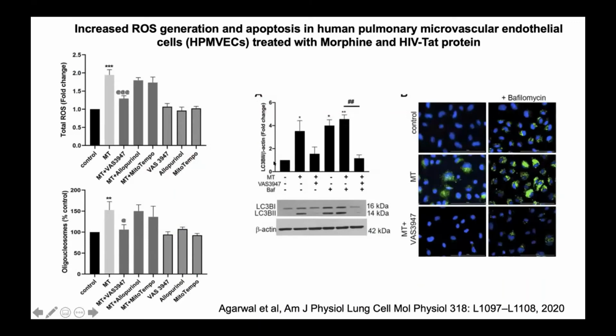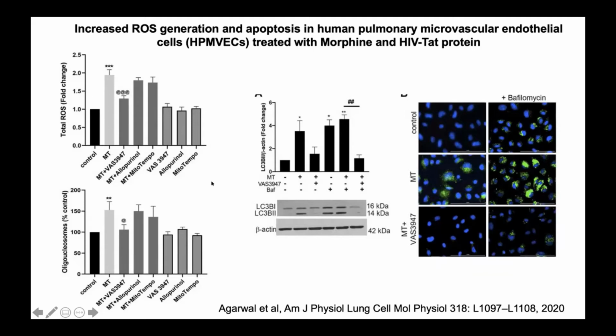So here we will be moving more towards the basic research part, where we saw that when pulmonary microvascular endothelial cells are treated with morphine and HIV-TAT protein, we observed that the microvascular endothelial cells have a lot of ROS, reactive oxygen species generation, which you can see here as the morphine and TAT treated cells had increased ROS.